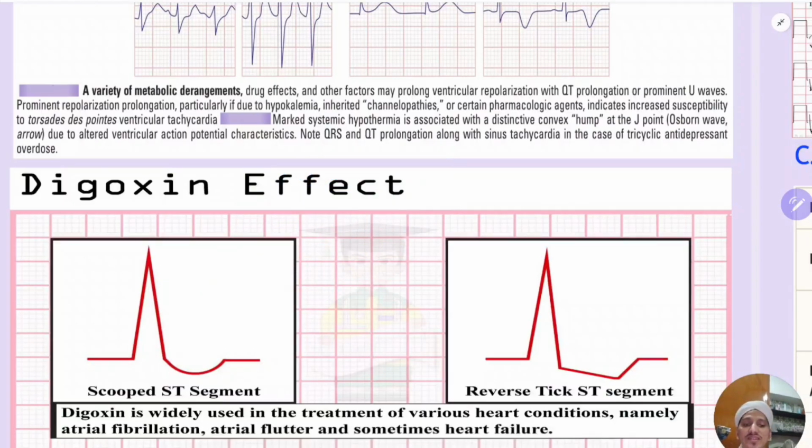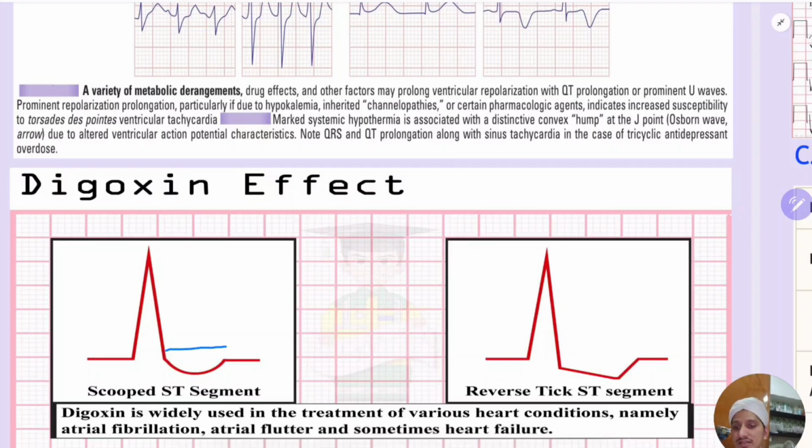So remember, these two patterns will be seen because of Digitalis effect, not Digitalis toxicity. Remember this one. These signs are of Digitalis. The patient is taking Digitalis. These ECGs show that thing. The patient is on Digitalis, not a sign of Digitalis toxicity.